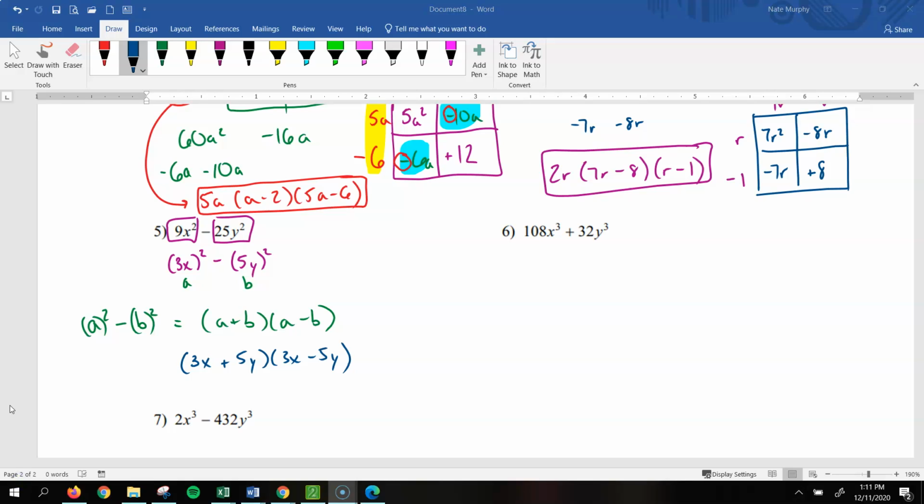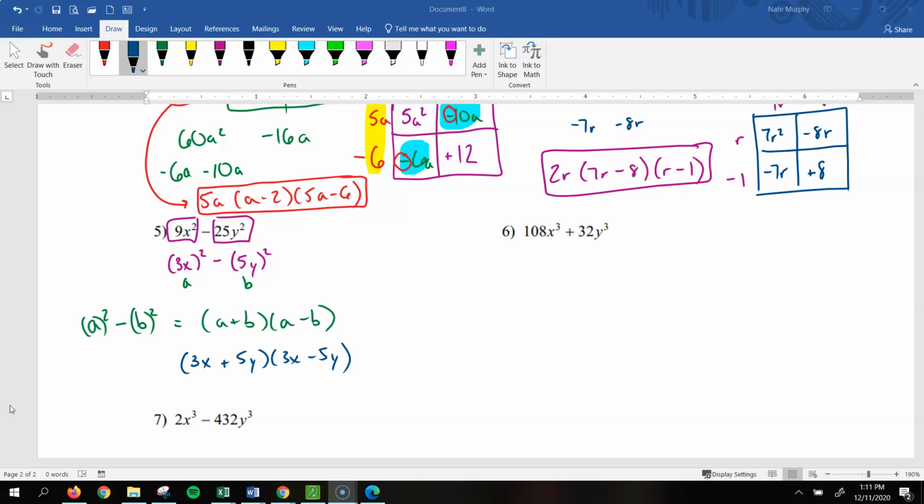All right, let's look at number 6. Now, this is not a difference of two squares because we have an x cubed and a y cubed there. So this is actually a sum of two cubes. So we want to figure out what I would cube to get 108x cubed and what I'd cube to get 32y cubed. Now, you might be thinking to yourself, I don't know what I would cube to get 108 or what I would even cube to get 32. Well, that's because there's nothing you could cube to get those values.